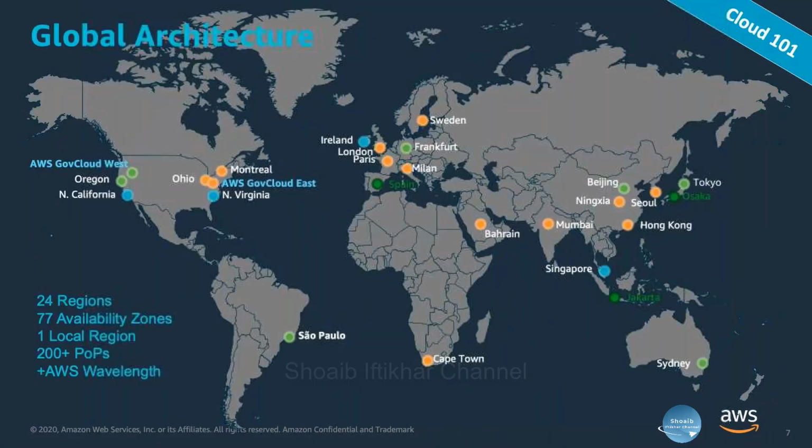So, speaking of those regions, this is a quick overview of the regions that we have currently in the world, and there are 24. There are 77 availability zones and 1 local region in Southern California that operates essentially as a store and forward for media rich workloads. And there are over 200 points of presence, which you can hop on the AWS backbone from.